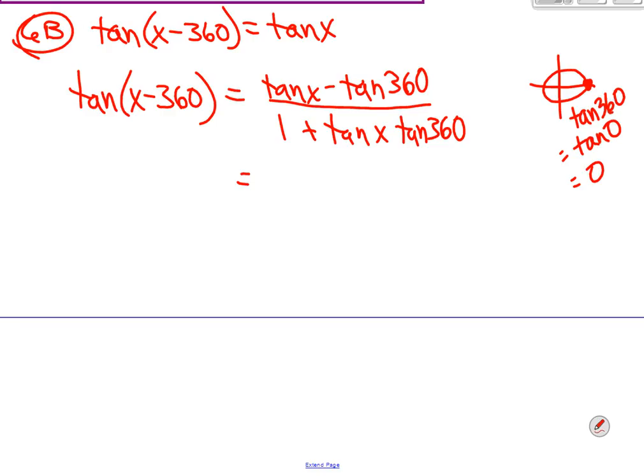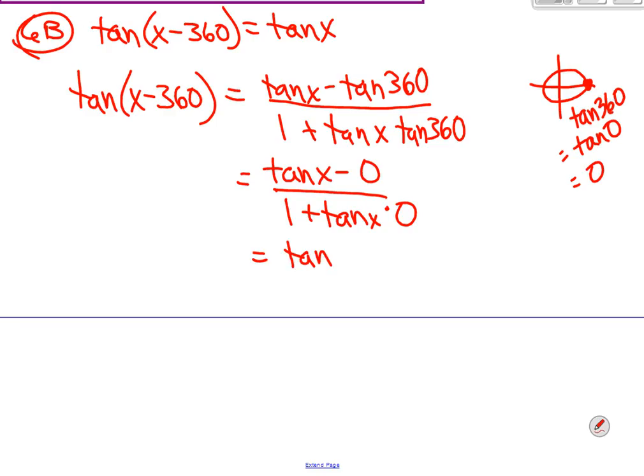And generally, that's what's happening in these. You're replacing them with zeros and ones when you're doing these proving ones. Otherwise, they should be things that are on the table or can be found by the table. So tangent x minus 0 over 1 plus tangent x times 0. And so on the top, we just get tangent x. And on the bottom, tangent x times 0 is 0. So we just get 1. And so it's tangent x.